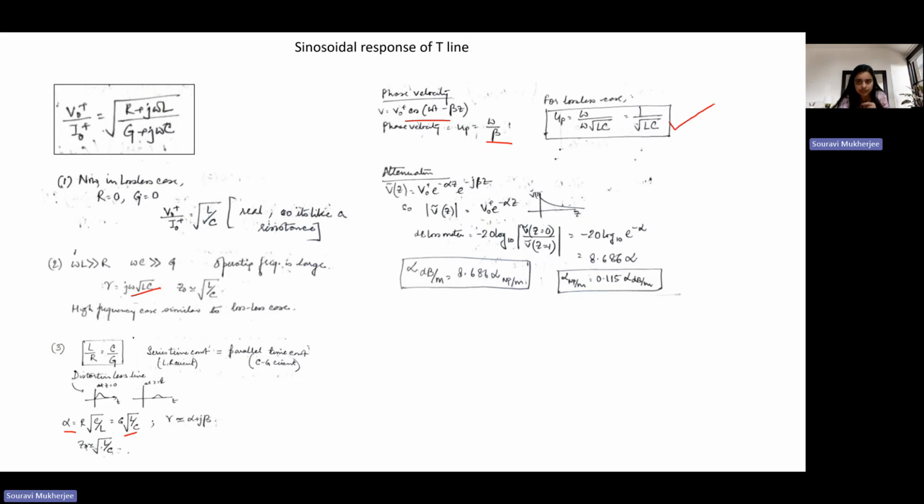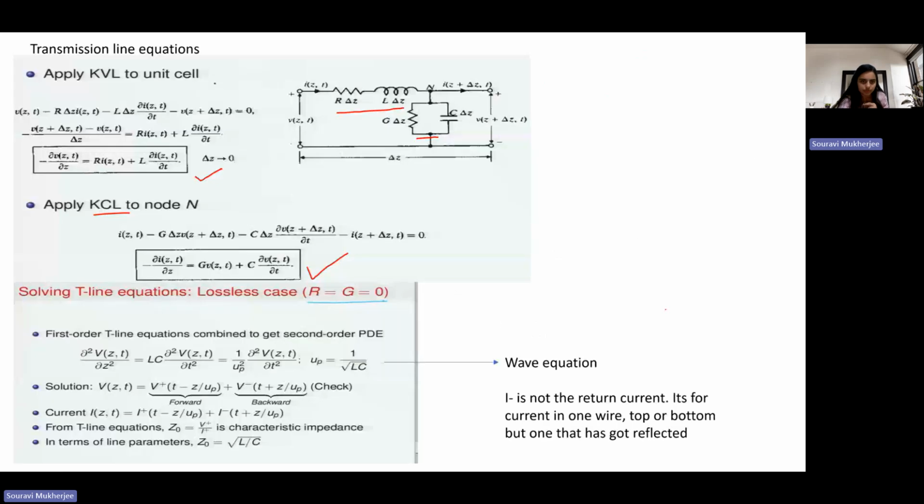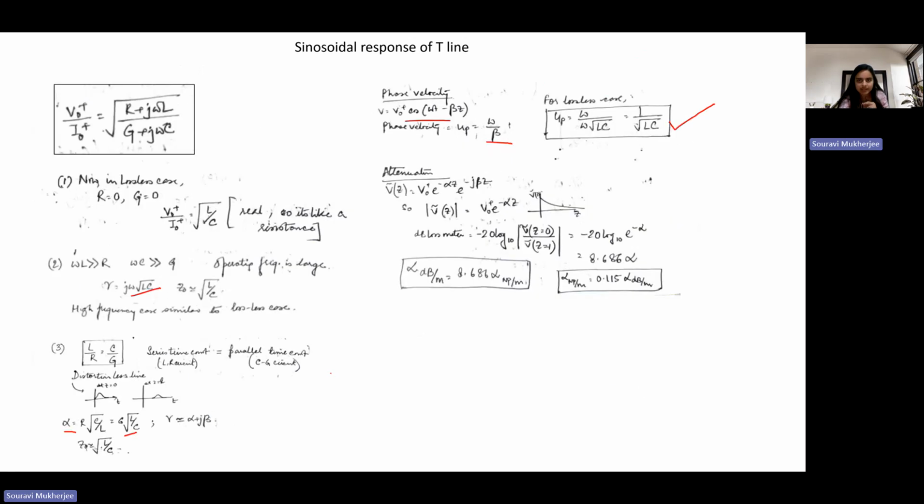Now, if you remember, this is the same thing that we had initially got when we solved the wave equation, right? When we solved the wave equation, we saw that the velocity of the wave was given as 1 by root over LC. And the same thing comes back here.